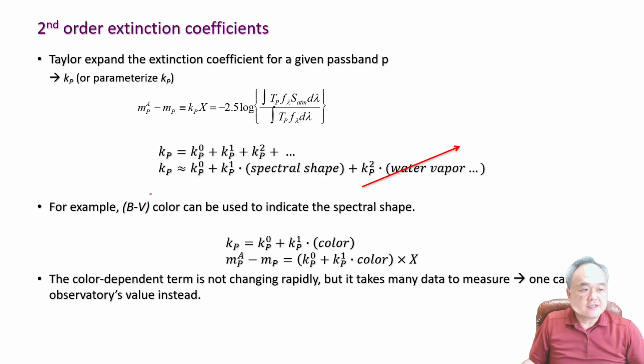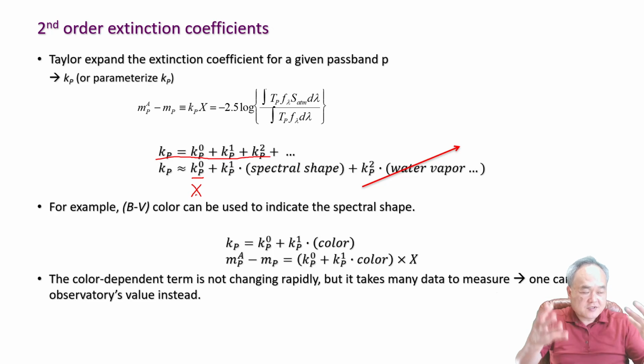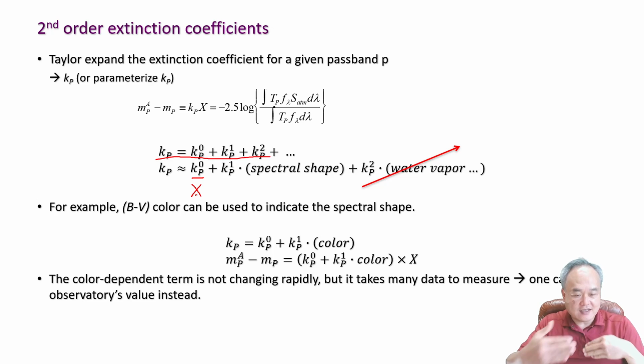So how do we handle the color dependency of the extinction coefficient? The easiest way to understand that procedure is still to expand your color dependence term. Expand the extinction coefficient into a series: the constant, first order, and second order terms, and then parameterize in such a way that the zeroth order term is simply a constant. There is no dependency other than the air mass.